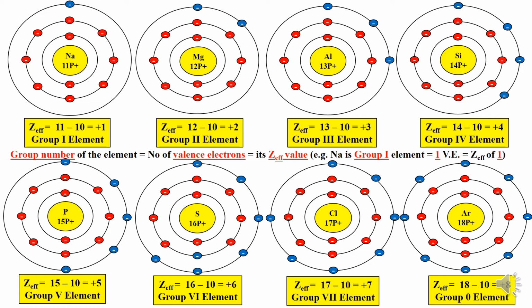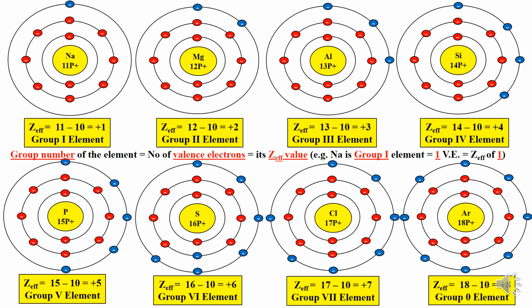So if you know the valence electrons, you can find the group to which it belongs and the Z effective value. For example, if I say the Z effective value of silicon is 1, and if I ask you to find out the group and the number of valence electrons, it will be the same. So the given value is Z effective value of silicon. What I given is 1. So what about the group? It will belong to group 1. Sorry, it will belong to group 4. And number of valence electrons will be 4.